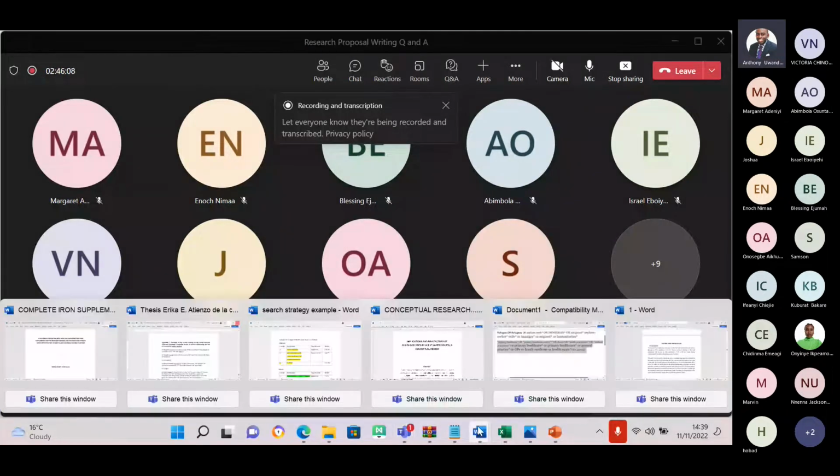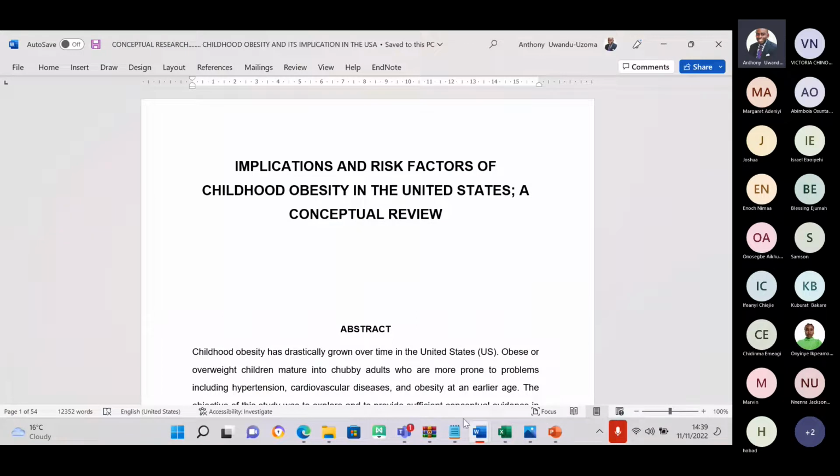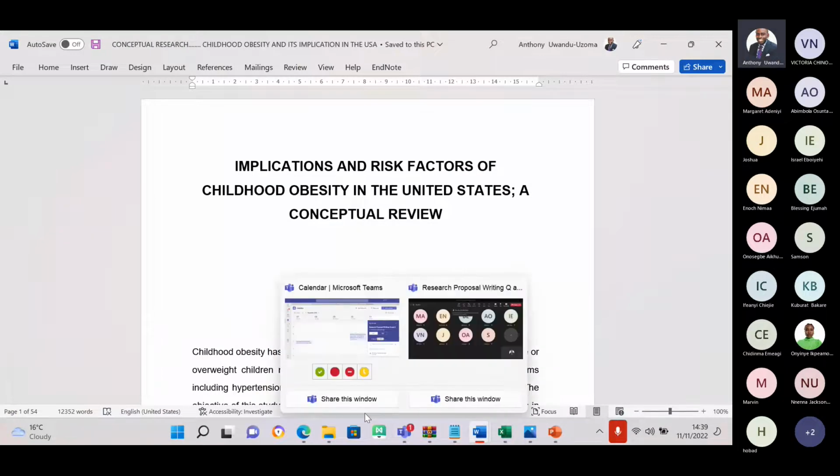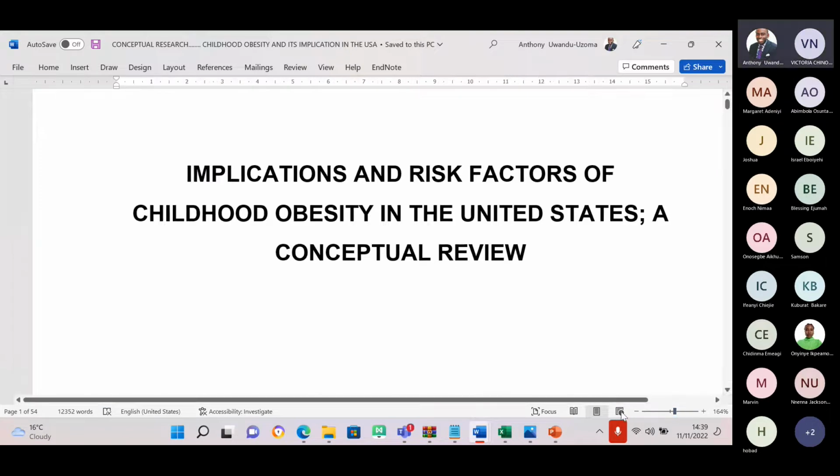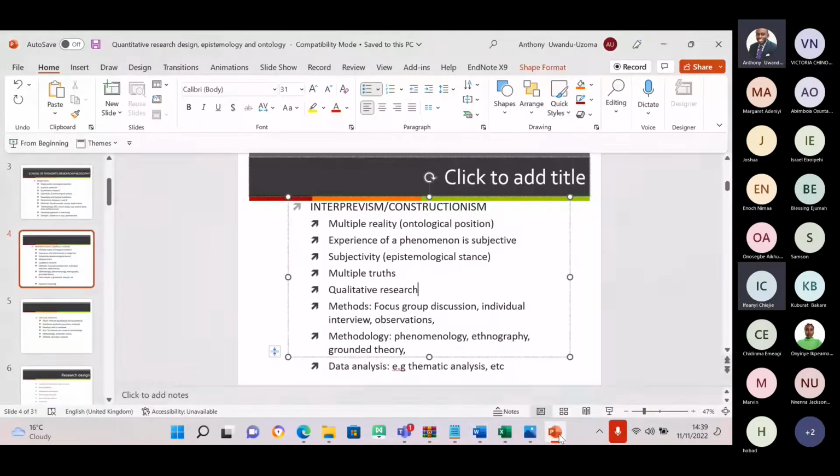Okay, so I'm going to give you an example now. Let's look at the first example. Can you see my screen? Yes, please. So at least now we have understood what research philosophy, epistemology, and methodology are, because that is the major foundation I wanted to lay before we go straight to the examples.